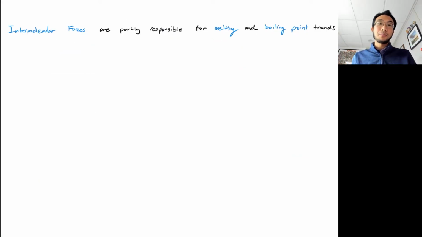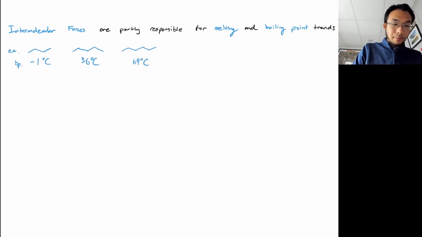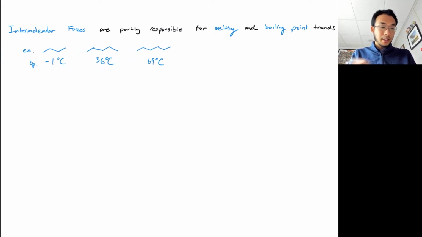So some of the physical properties that are altered based on changes in intermolecular forces between molecules are the melting and boiling points of a compound. For example, if we look at the series of going from butane to pentane to hexane, and we think about the boiling point, the boiling point increases in temperature as there are more and more carbons in the chain.